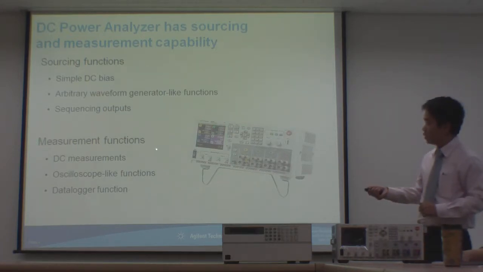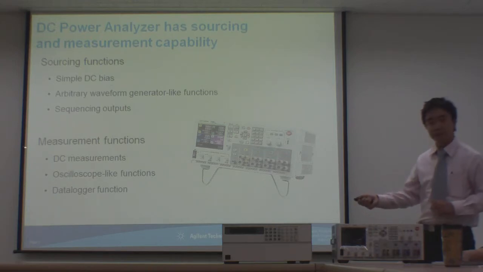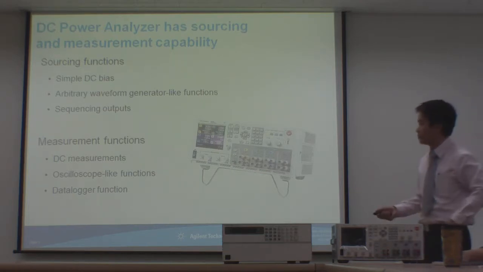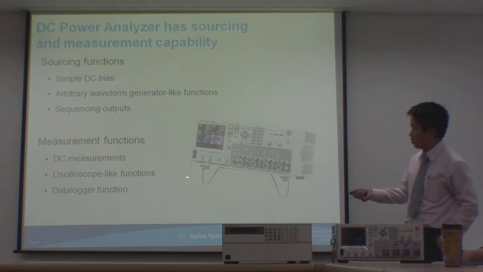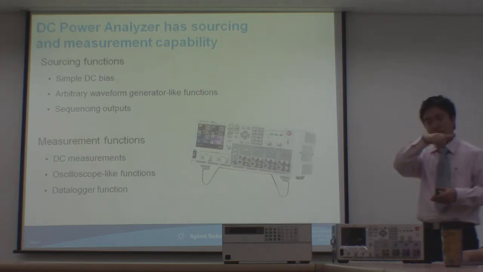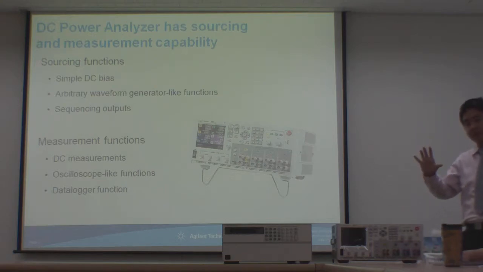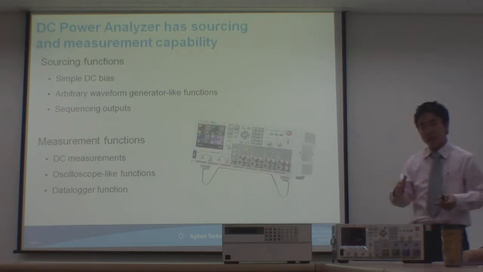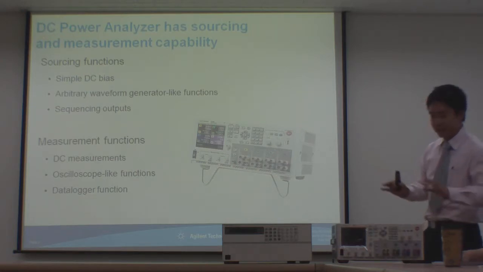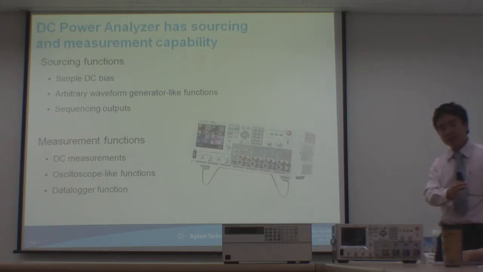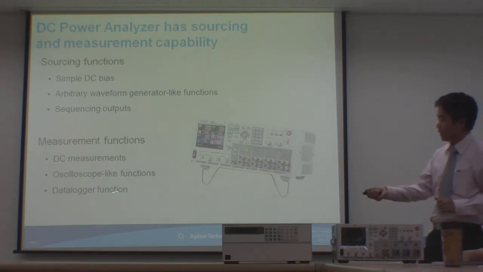On the measurement side, there are also 3 distinct features as well. You have your basic DC measurements, so DC voltage, DC current, displayed on the front panel. Also, there's an oscilloscope-like feature where you can see, for example, if you have a sine wave, you can visually see the sine wave on the front panel in real time as it's coming out of the output. After the presentation, I'll set a sine wave and we can see the sine wave on this oscilloscope feature.